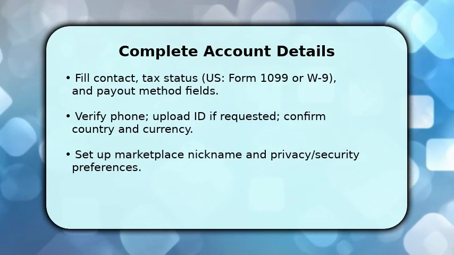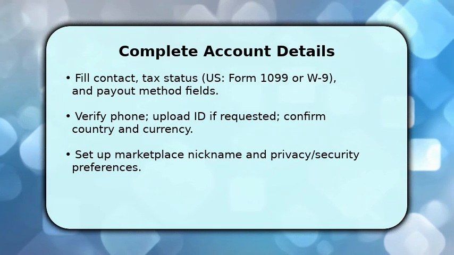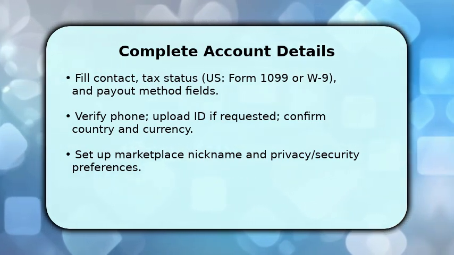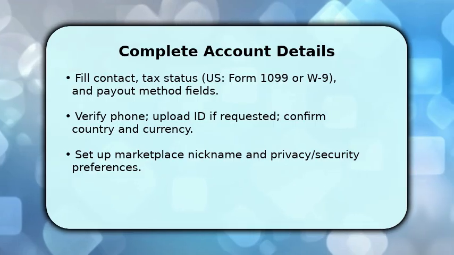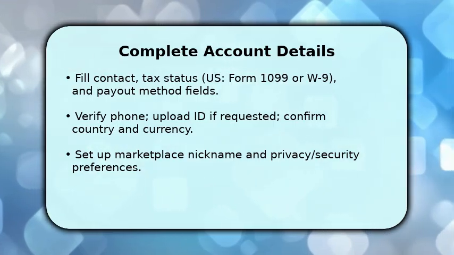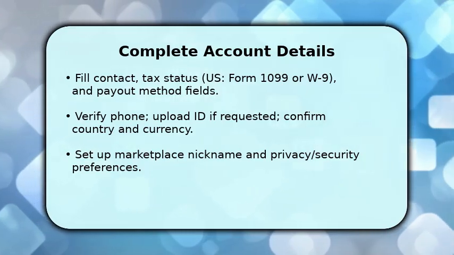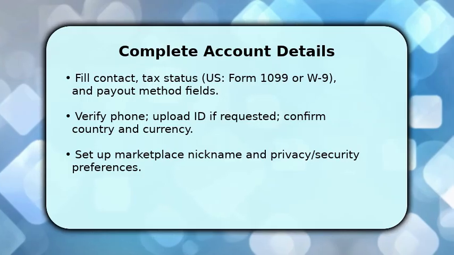Now complete the detailed profile. Add address, phone, and tax info so payments and tax forms process correctly. Once done, choose your payout method and enter bank or Payoneer details carefully. Mismatched names cause holds. Verify your phone number when prompted to unlock seller features.